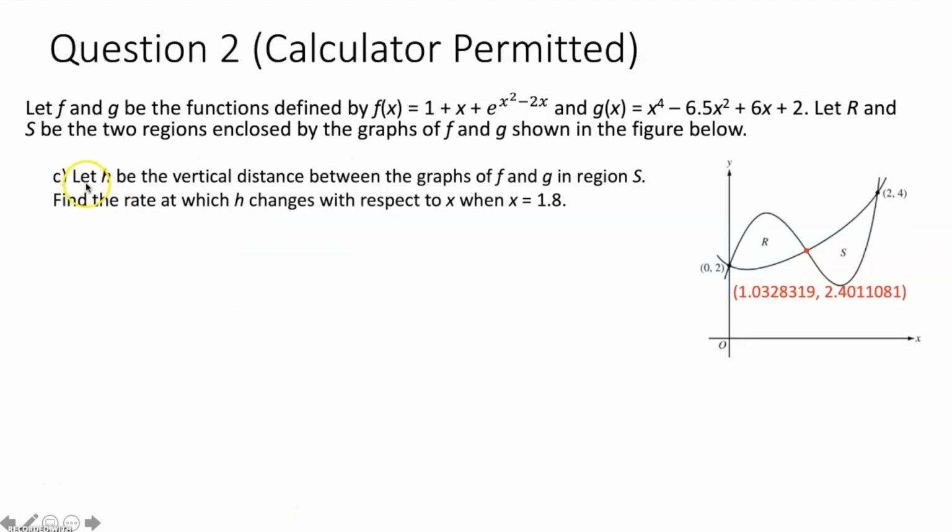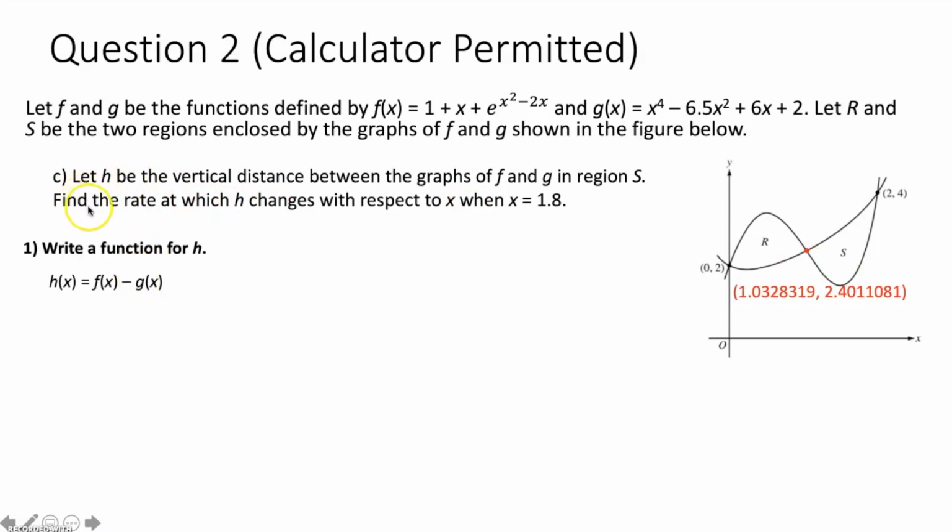Now part C says let h be the vertical distance between the graphs of f and g in region S. Find the rate at which h changes with respect to x when x is equal to 1.8. So this question just requires a little bit of reasoning, and it's actually pretty easy. It says let h be the vertical distance between the graphs of f and g in region S. Well, we just figured out what that distance was, right? The distance between f and g in this region would be f of x minus g of x. So h of x is going to be equal to f of x minus g of x.